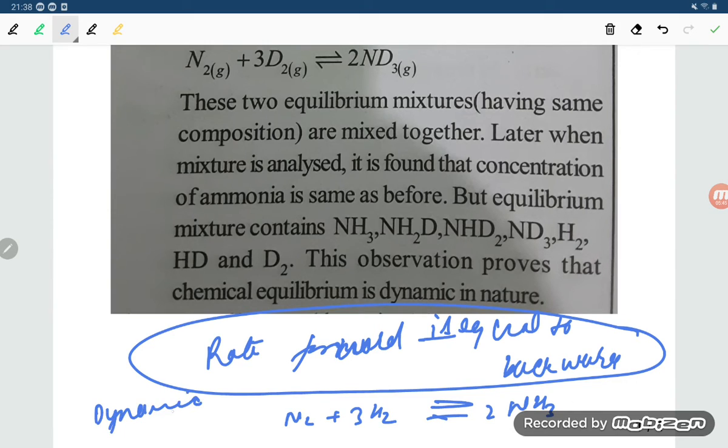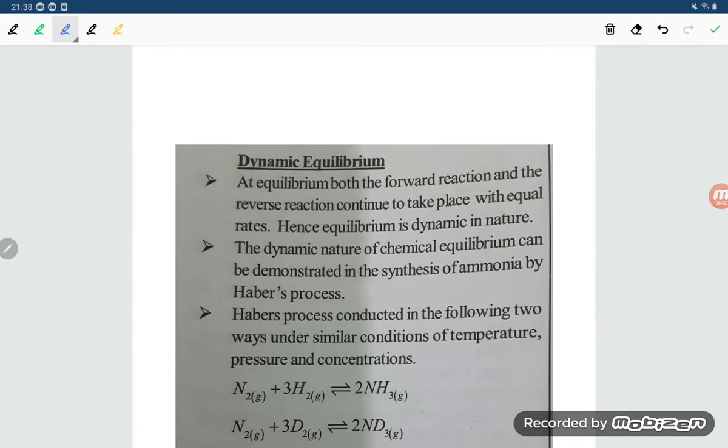That is dynamic equilibrium. Although in this equilibrium mixture there are so many things, since it is dynamic, the concentration of NH3 will always be the same. So that is the answer. You can ask better in the classroom also, I will explain.